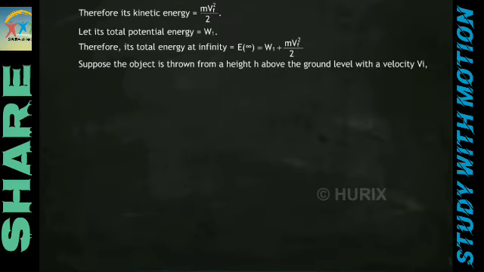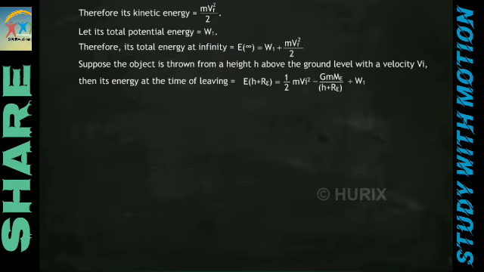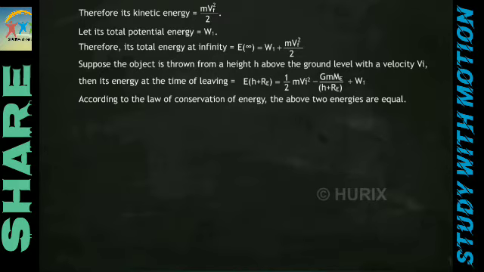Suppose the object is thrown from a height h above the ground level with a velocity Vi. Then its energy at the time of leaving equals E(h + Re) = half m Vi squared minus G m Me by (h + Re) plus W1. According to the law of conservation of energy, the above two energies are equal. That is, m Vi squared by 2 minus G m Me by (h + Re) equals m Vf squared by 2.